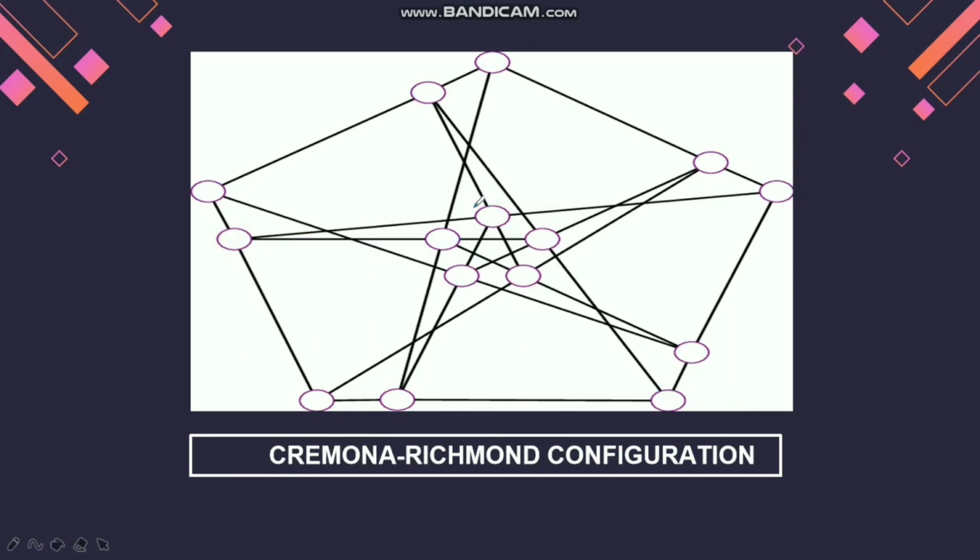Also, the Cremona-Richmond configuration has 1, 2, 3, 4, 5, 6, 7, 8, 9, 10, 11, 12, 13, 14, and lastly 15 lines.